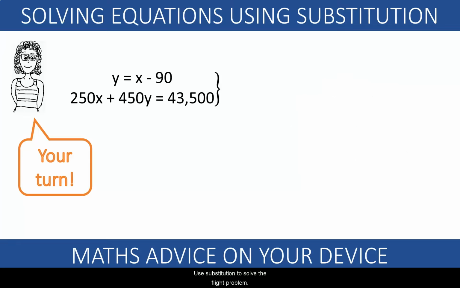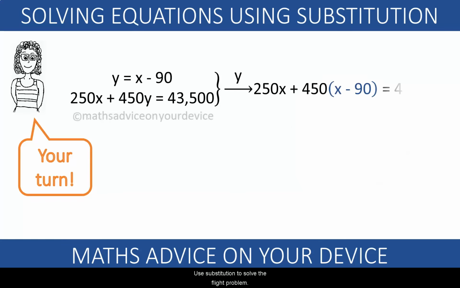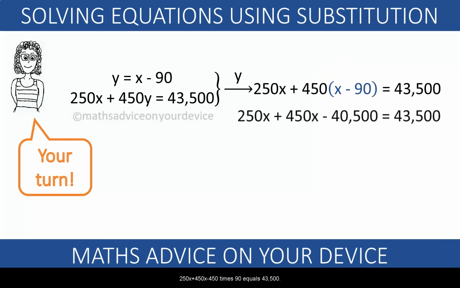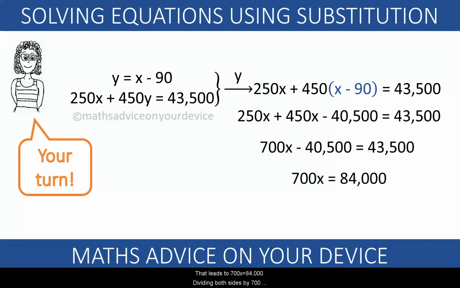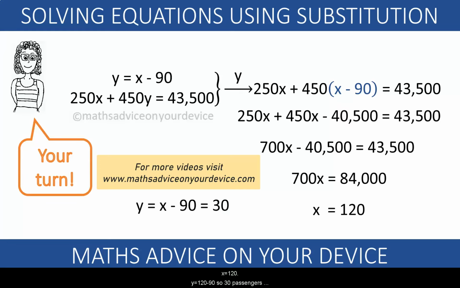Right, did you try? Replacing y with x minus 90, 250x plus 450x minus 450 times 90 equals 43,500. That leads to the equation 700x equals 84,000. Dividing both sides by 700, x equals 120. Y equals 120 minus 90, so 30 passengers in business class.